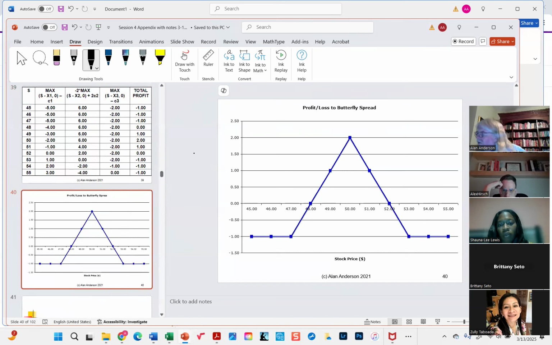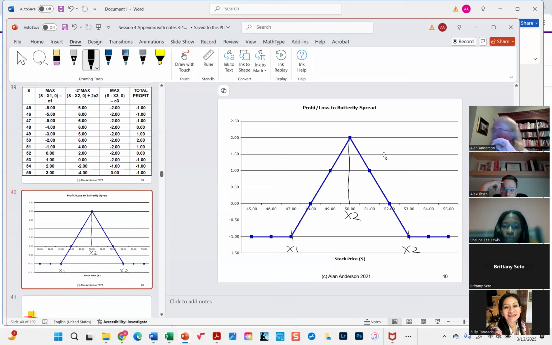Now the 50 is the strike in the middle. Think of that as X2. Here's X1. Here's X2. Why in the world would you set this up? What are we trying to do? Well, if you notice, we can make money whether the price goes up or down.